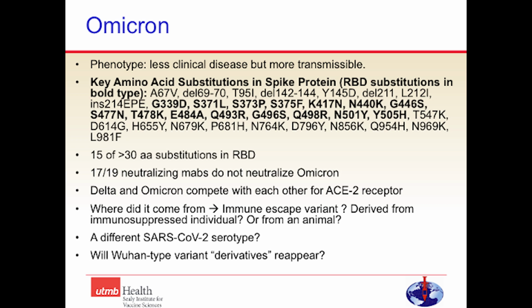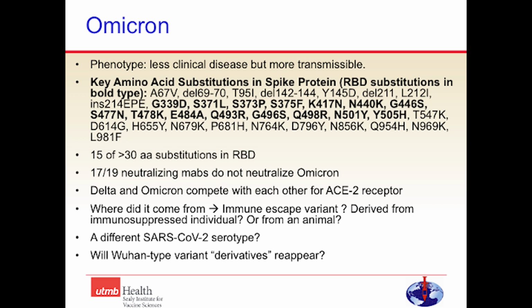So where did it come from? The popular idea is an immune escape variant derived from an immunosuppressed individual. I find that hard to believe, and I'm probably wrong again, but I don't see how a virus can evolve in one person and rapidly move and cover the world so quickly. More likely to me, and I have no evidence for this, is that it jumped into animals, mutated in animals, and jumped back into humans. And we have a number of examples of that happening with SARS-CoV-2 variants.